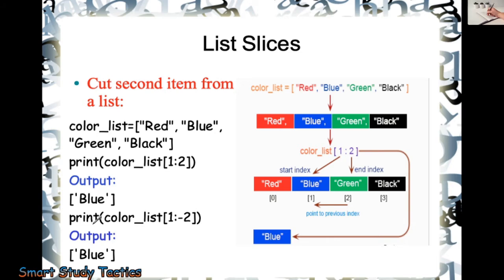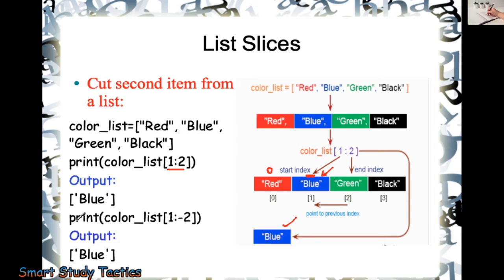There is a second method. How will you do this? Now you can see we are not taking index value 0, we are taking the item from the second value. So 1 to 2 means only 1, because 2 is the ending value, less than 2. Here 2 minus 1, so it will take this value only. So it is printing blue.